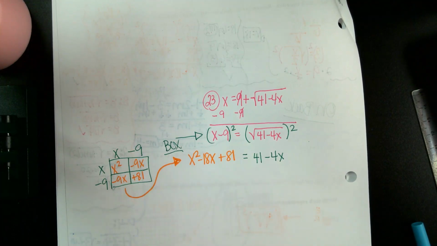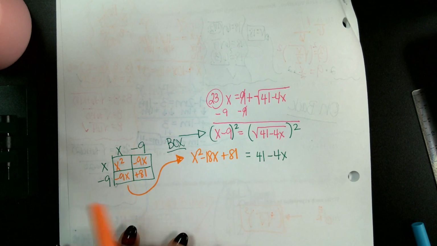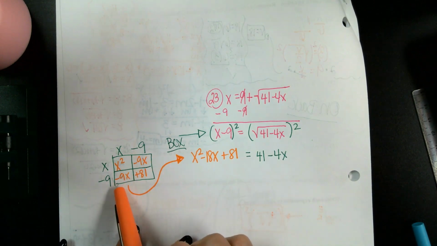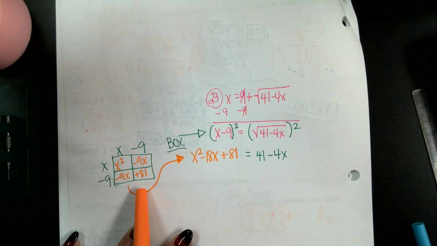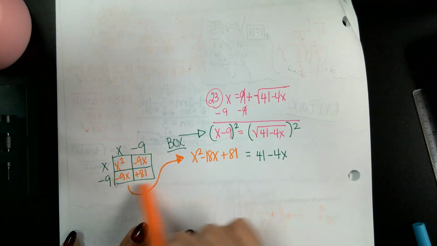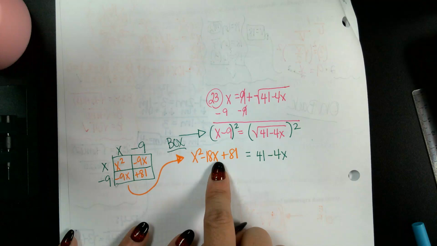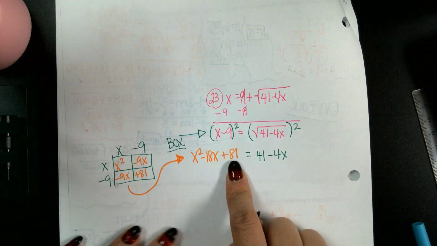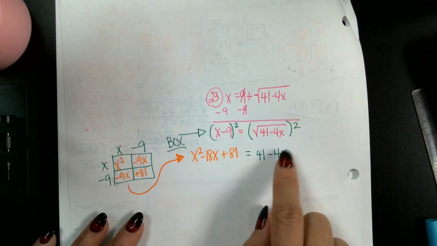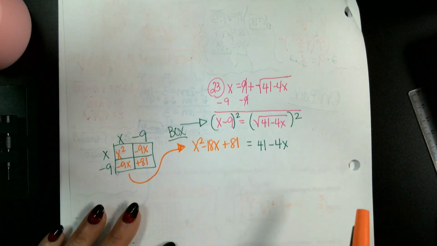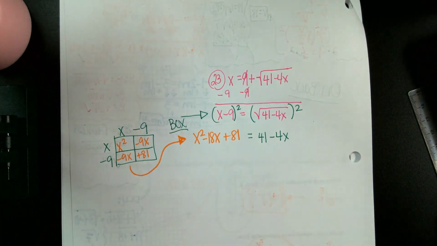Okay, inside the box you should have x squared minus 18x plus 81. This is just the left side of your equation, you guys. So x squared minus 18x plus 81, that is the left side. You still have this right side that said 41 minus 4x. What do I do with these two?